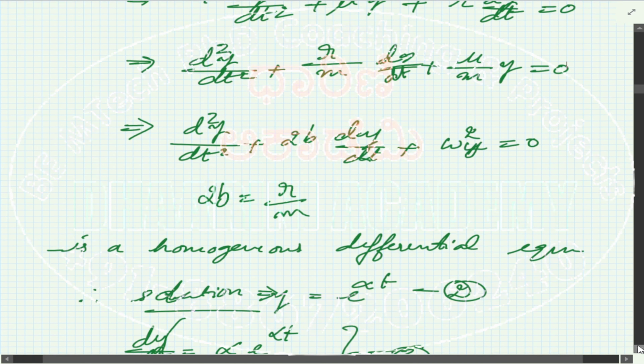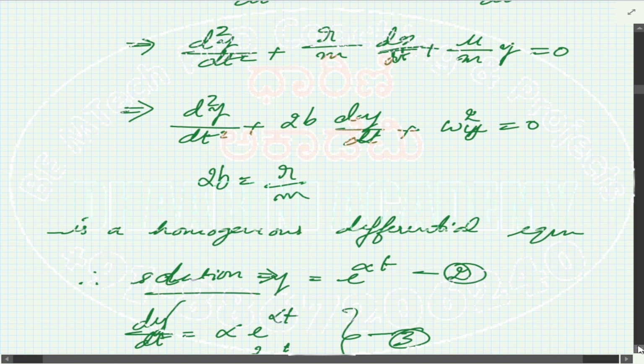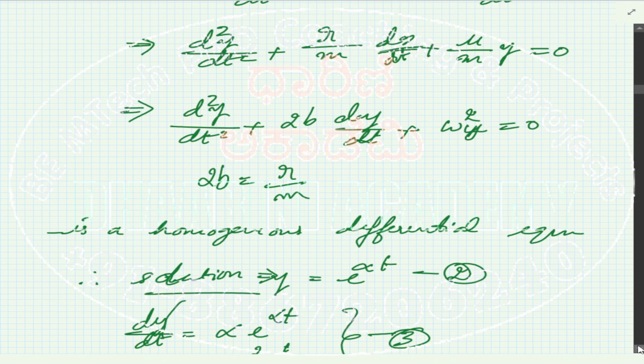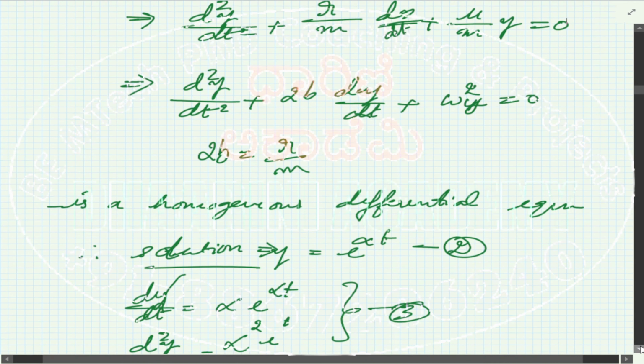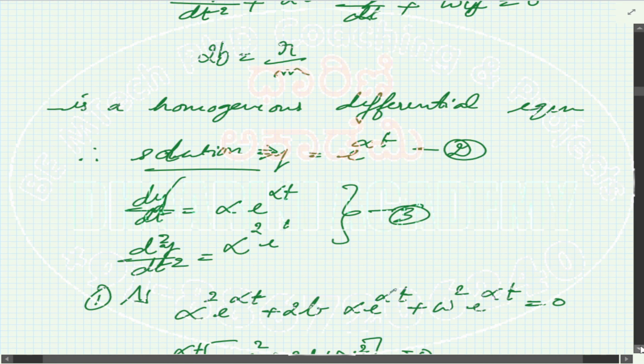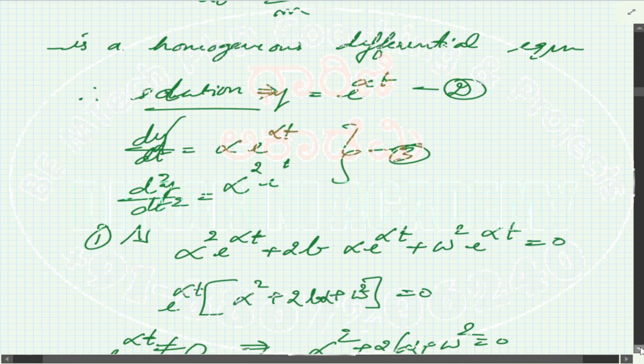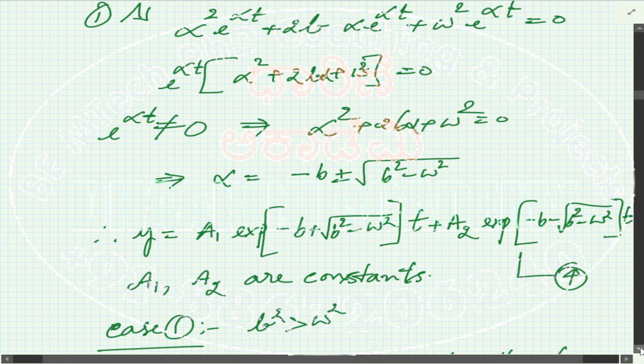So what we do, we directly write its possible solution. The solution of a second order differential equation will always be of the form y is equal to e to the power alpha t, which is equation number 2. In order to substitute this back in the equation, I need dy by dt, which can be calculated as alpha into e to the alpha t. Then d square y by dt square is alpha square into e to the power alpha t. So that is equation number 3. So overall we substitute every value we got just now into this equation.